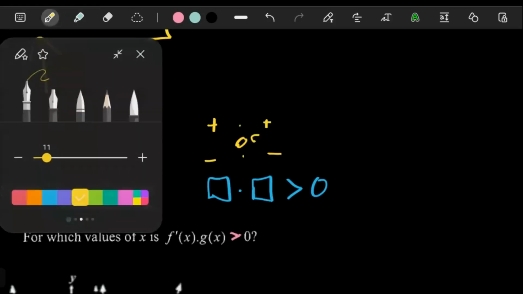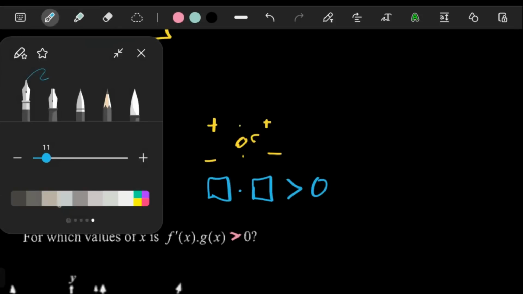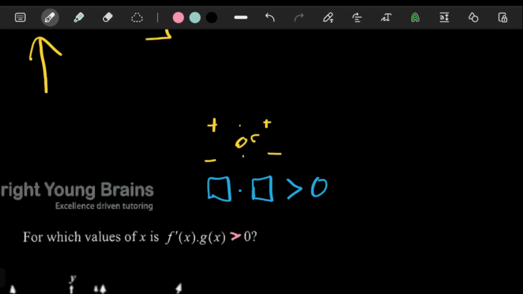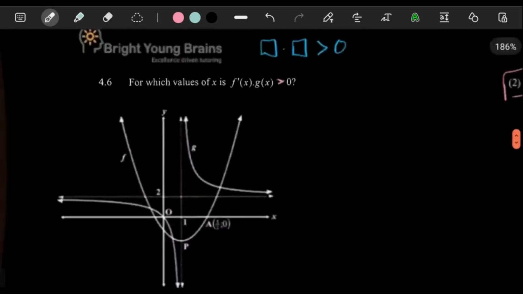So the idea now is you have to think to yourself, okay, fine, what do these symbols even mean? This first symbol means the first derivative of f, and this second symbol means the graph of g, the y values of g. So that's what we need to keep in mind. One of them is referring to the y values of g. The other one is referring to the gradient of f in different places.